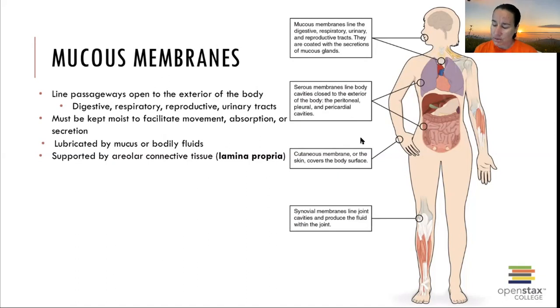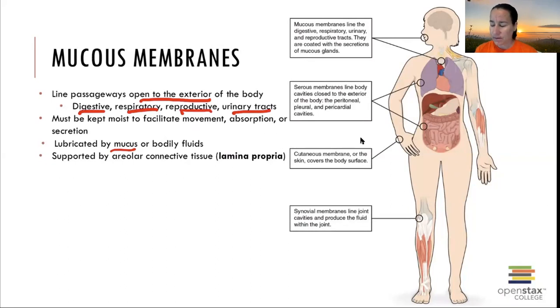So they are going to line passageways open to the exterior of the body: digestive, respiratory system, reproductive, oh, I forgot, I left off urinary tract. I kind of lump that all in, but urinary tract too. They are going to be lubricated by mucus, hence the name mucous membranes, and they are going to be kept moist. Part of that respiratory tract, and those mucous membranes help capture the dust particles, and so we could capture those and get them out.